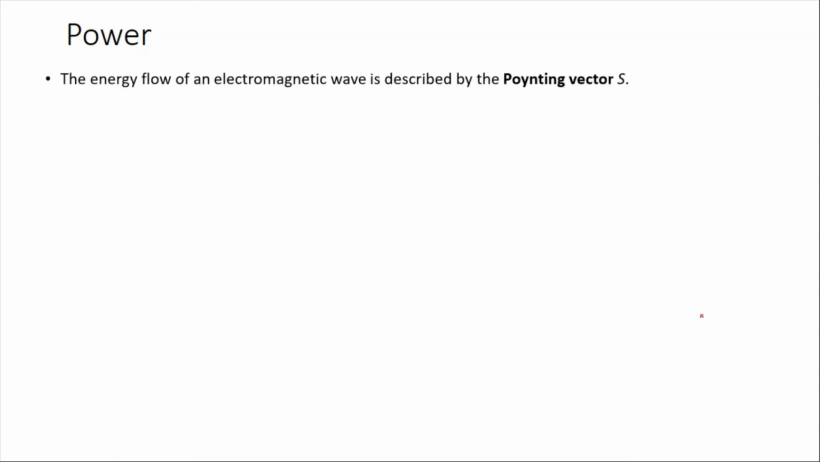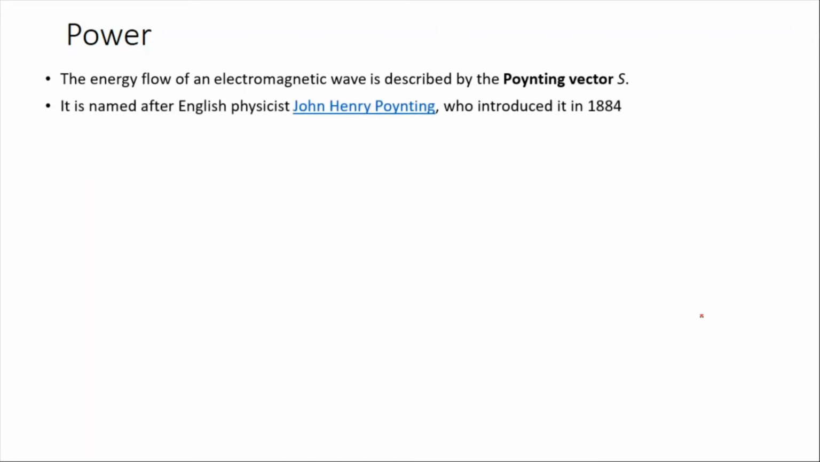Let's look at power in electromagnetic waves. The energy flow of an electromagnetic wave is described by the Poynting vector S. And why do we call it the Poynting vector? It is named after the English physicist John Henry Poynting. In 1884 he deduced this formula.